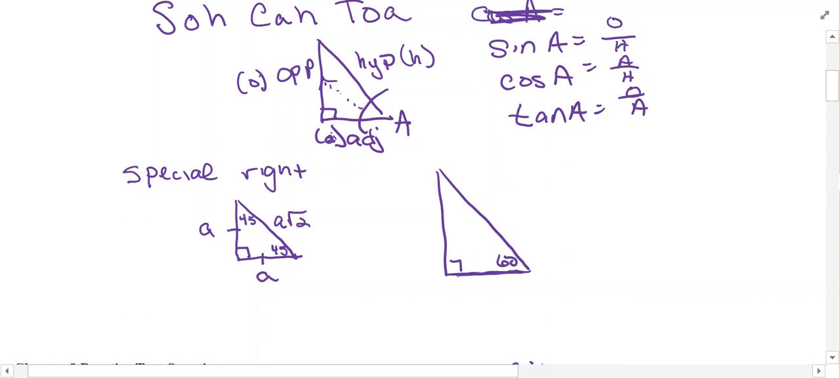The side, the leg that is closest to the 60 would be A. The hypotenuse would be 2A. And the longest side would be A rad 3.